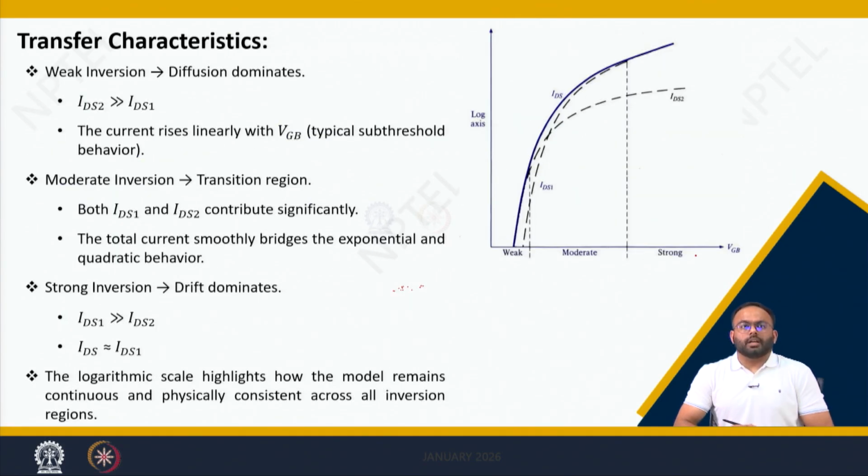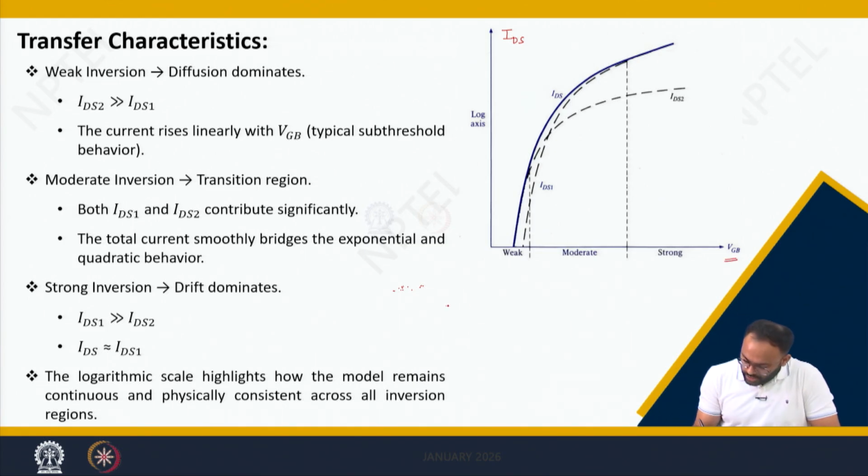Let us analyze the transfer characteristic of the MOS transistor. In general, the transfer characteristic of the MOS transistor is plotted between IDS and VGB. So, here let us consider we have a schematic of an N plus MOS transistor, with the gate voltage, the source voltage, and the drain, where you are applying VDB and here you are applying VSB.